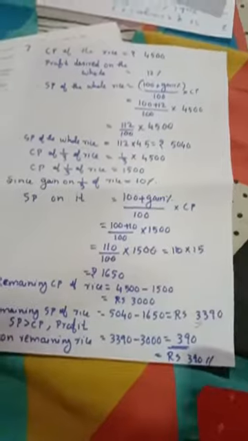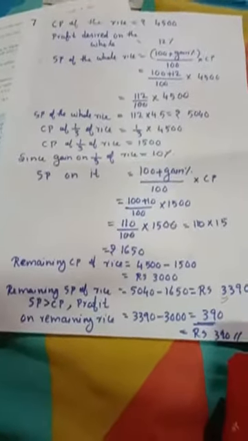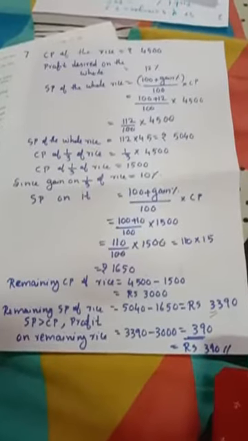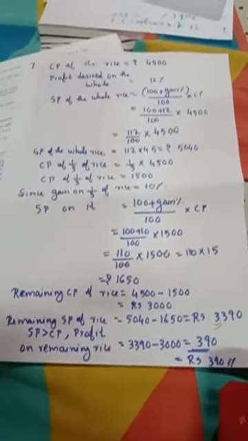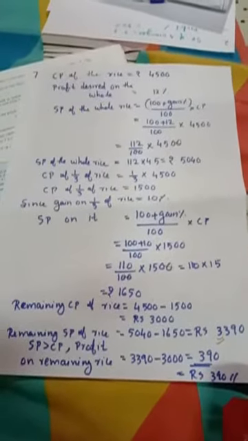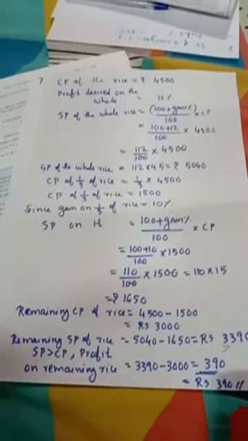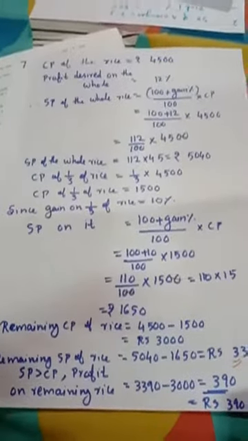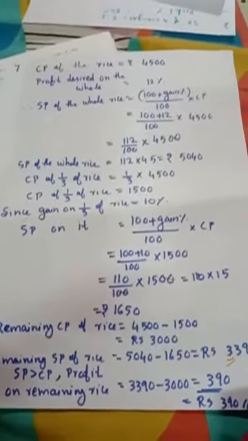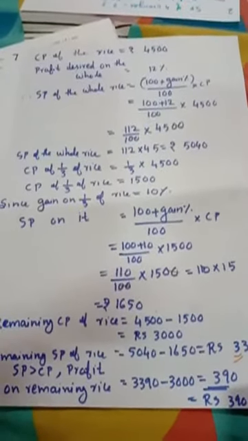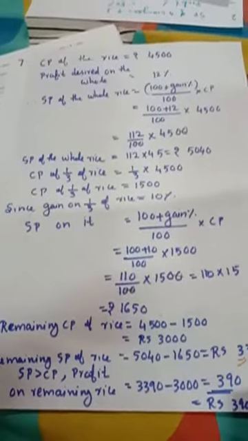3390. Okay, first we want to find CP. CP is given, 4500. Then the whole profit is 12%. So we want to find SP of the whole rice. SP of the whole rice is 112 by 100 into CP 4500. It is equal to 5040.